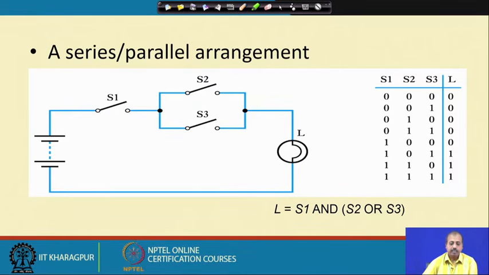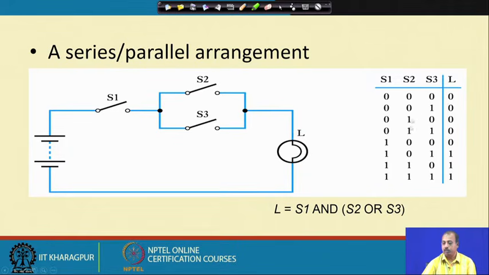Now a slightly more complicated one. Let us say that we have the switch S1 connected in series with a parallel combination of S2 and S3. For the lamp to glow, S1 must be closed and at least one of S2 and S3 should be closed. So, this is basically S2 or S3, and S1. That is the logic for L.